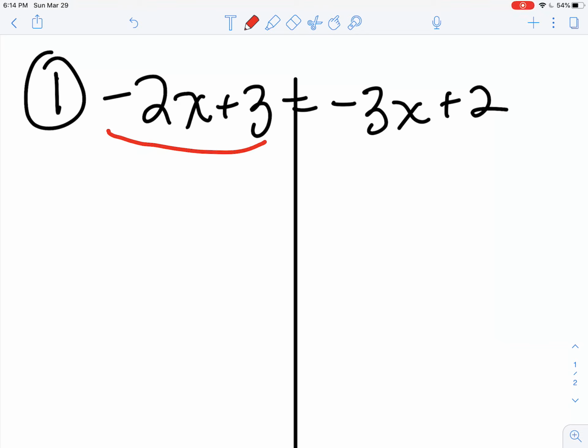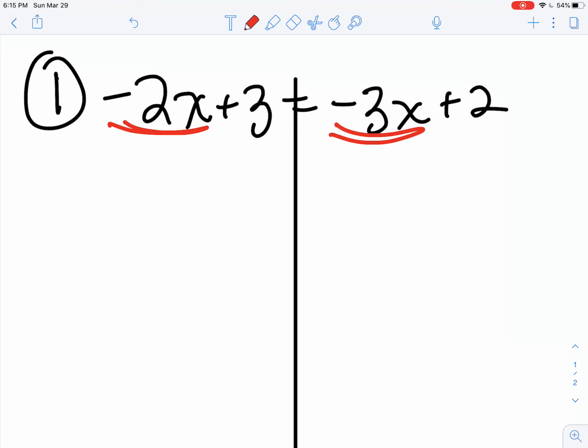So do you see any like terms on the left side? No. Do you see any like terms on the right side? No. So we skip that step. Step 3, do you see letters on both sides? I do. I see a negative 2x and a negative 3x.